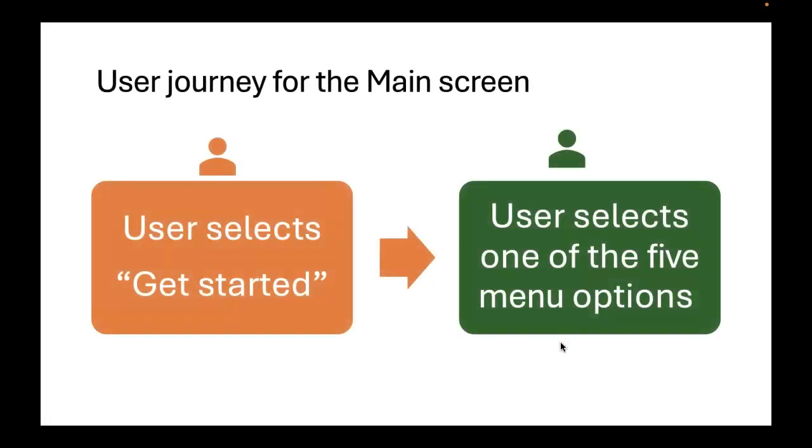This is the user journey for the main screen. The user selects Get Started, and then the user is diverted to another screen where the user can then select one of the 5 menu options.